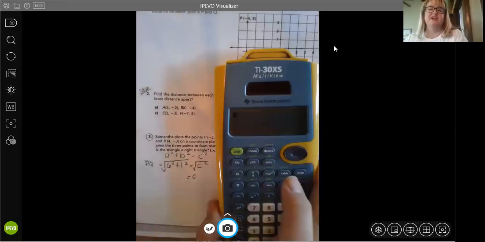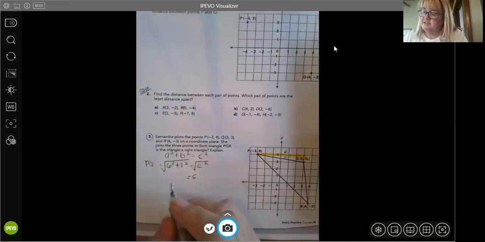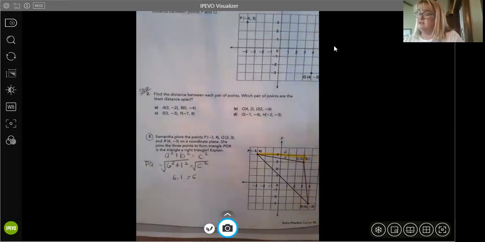Hopefully you can see it. I'm not sure how bright or dark it is. So we are going to get our square root sign, and we're going to put 6 squared plus 1 squared and push enter. Oops, I've got it in square root form, so let me turn it to a decimal, and it is 6.08. We are going to round our answer to the nearest tenth. The 0 becomes a 1, so it is 6.1 units. So C is 6.1.